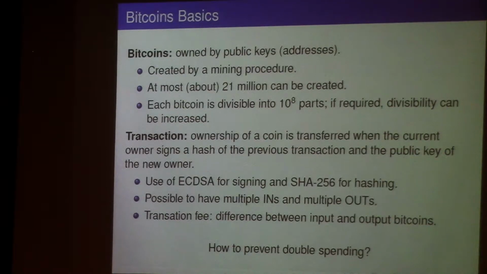So what are bitcoins? You have essentially public keys, which are considered to be addresses. These are created by a mining procedure. The actual mining procedure doesn't concern us too much, but there is some calculation which shows that at most about 21 million bitcoins can be created. Each bitcoin is divisible into 10 to the power 8 parts, and if required, divisibility can be increased. So the amount of bitcoins is not a problem.